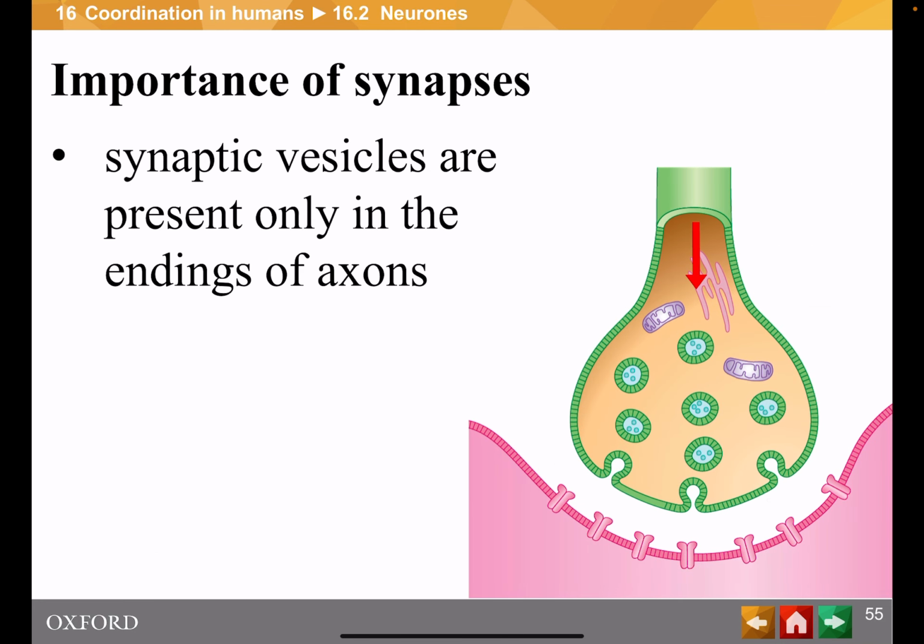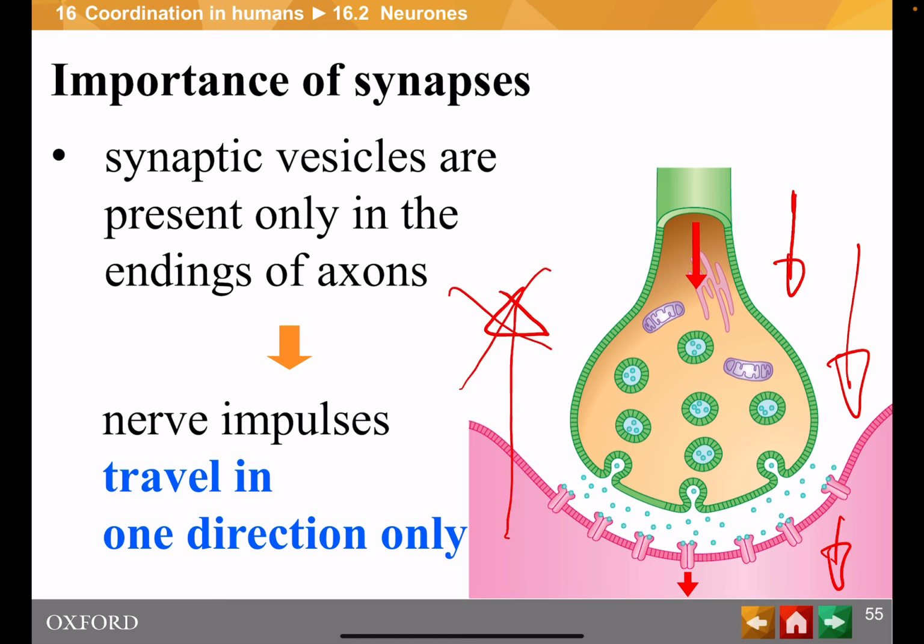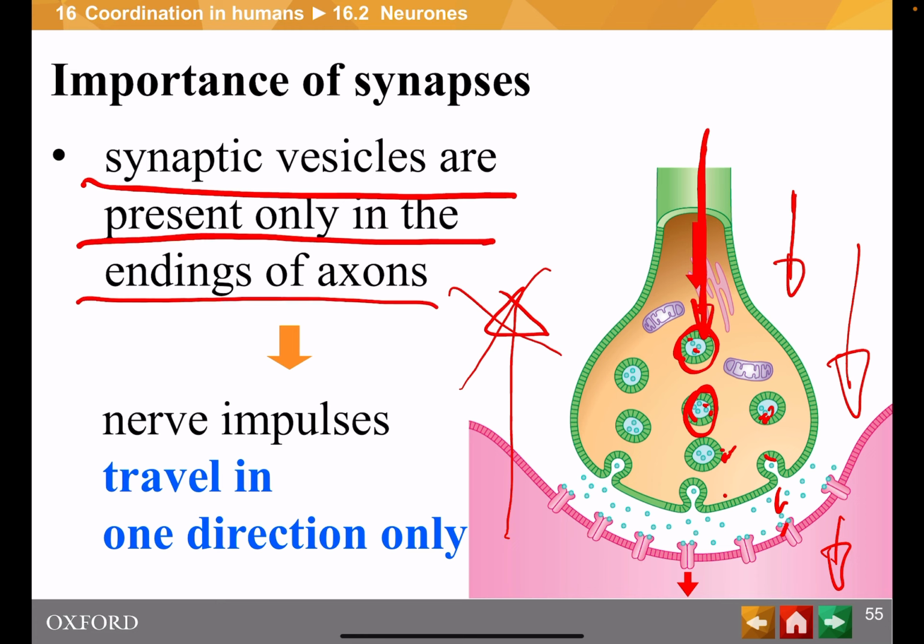The synapse is very important. You can see that the nerve impulse transfers from axon to dendron in one direction. Why does the nerve impulse travel this way? Because the nerve impulse triggers the release of neurotransmitter, which then continues the transmission this way. You can only see the axon has vesicles with neurotransmitter. Synaptic vesicles are present only in the ending of the axon, so this ensures the nerve impulse travels in one direction.